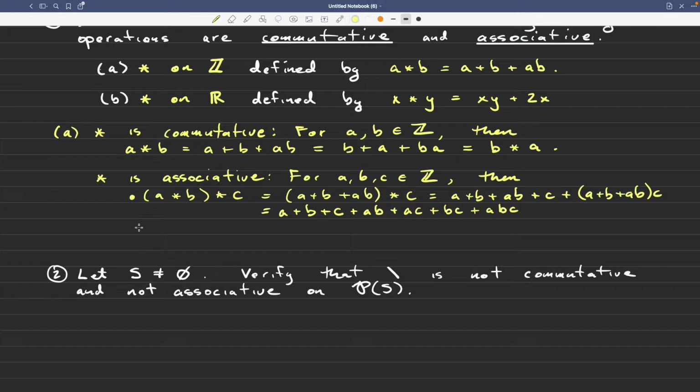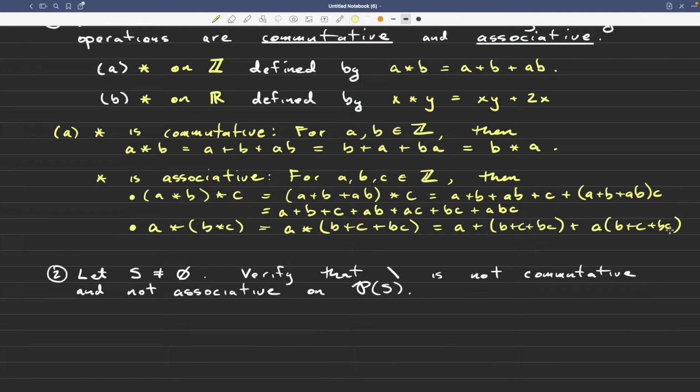And then if you do A star, B star C, that's A star, and then in parentheses you would have B plus C plus BC. Then to do that, A plus B plus C plus BC, plus then the product of those things, so it'd be A times B plus C plus BC. And then you work out what that comes out to. You get A plus B plus C.